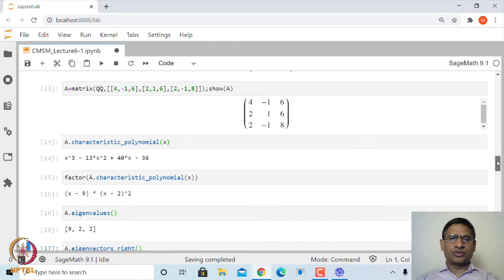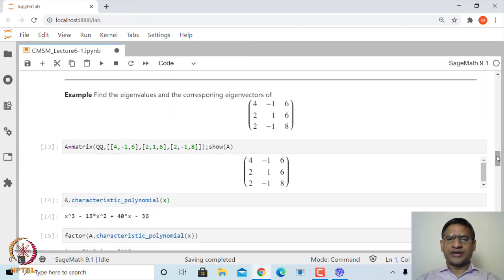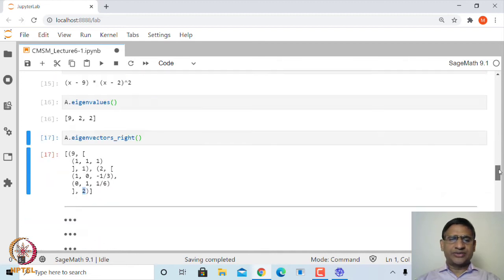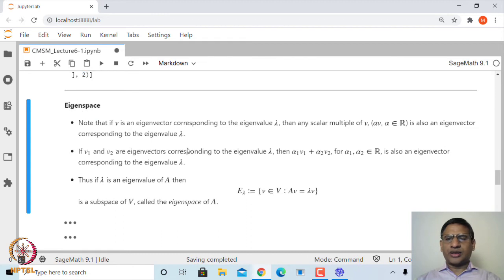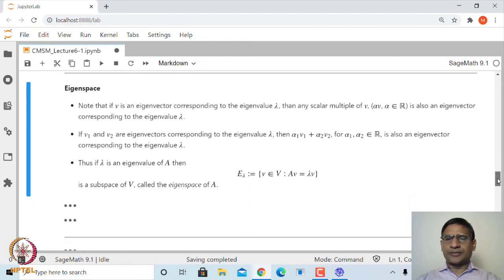So, of course, you could find the characteristic polynomial and roots manually, as we did in the 2 by 2 case, right. Let us look at some more concepts. If you have V, an eigenvector corresponding to eigenvalue lambda, and you take any scalar multiple of V, let us say alpha V, and apply A to alpha V, that will give you alpha times AV, but AV is lambda V.